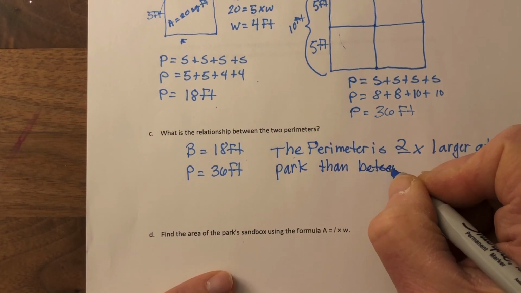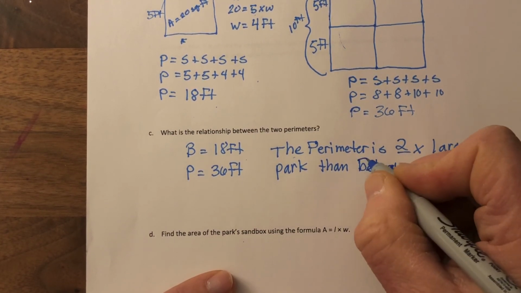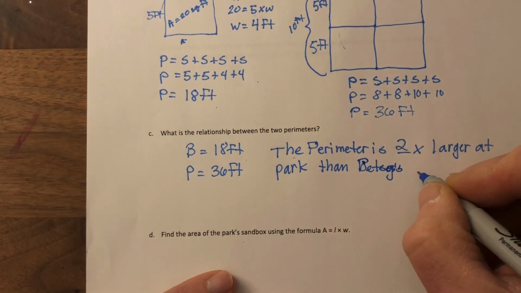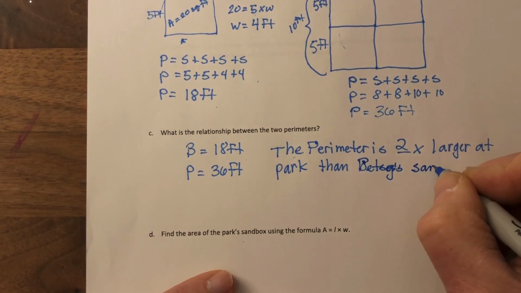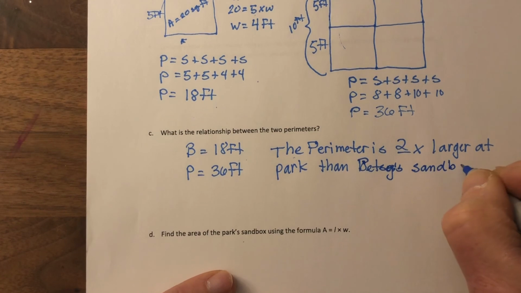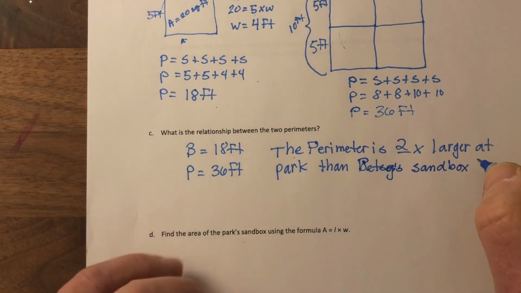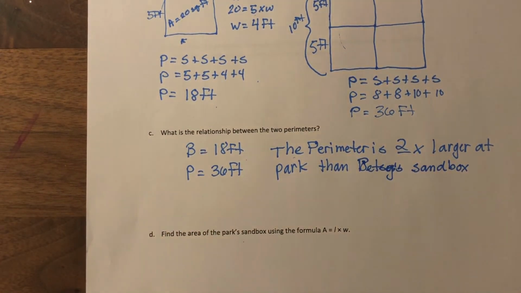How do you spell Betsy's? Capital B, Betsy's sandbox. So the perimeter at the park is 2 times larger, so 2 18s, okay?